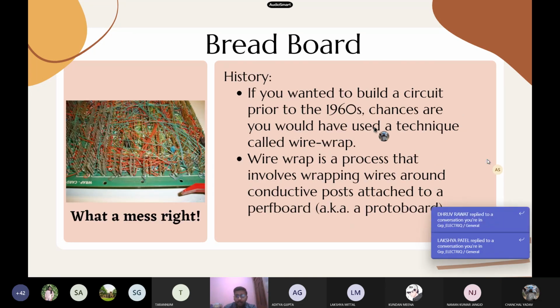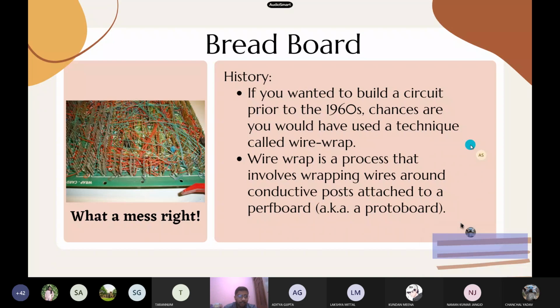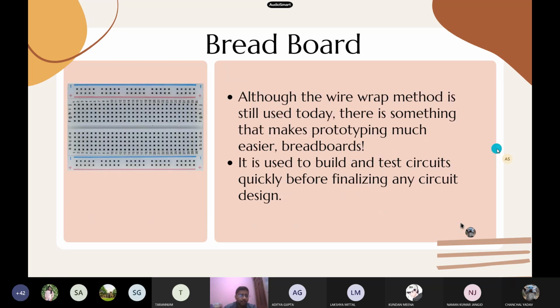Before looking at modern day breadboards, let's talk about its development briefly. Before, in the 1960s, people used to build circuits using this technique of wire wrap. But as you can see in this figure, when circuits are big and bulky, it gets to be a mess. So there needs to be some technique in which we can build our circuits easily. There came the modern day breadboards.